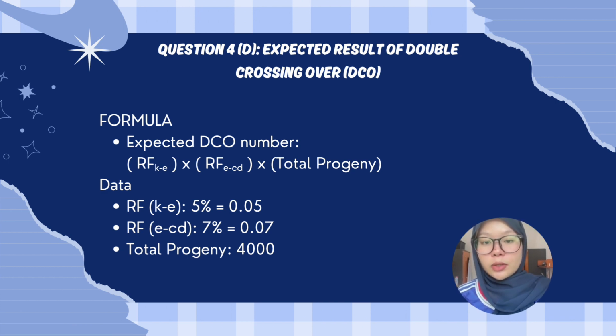Next, I will present the solution of part D, which is to find the expected number of double crossovers, or DCO. To get this number, we must multiply the recombination frequency of both regions. The formula is RF of K to E multiplied by RF of E to CD, and then multiplied by the total progeny. Let us plug our values into this formula: 0.05 times 0.07 times 4000. After calculating, we get a final expected total of 14 flies.